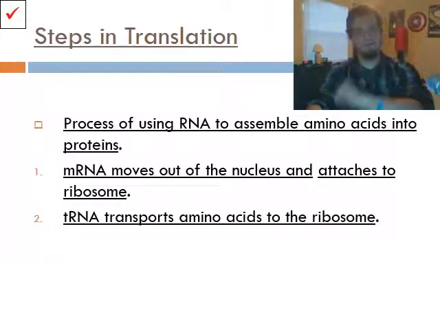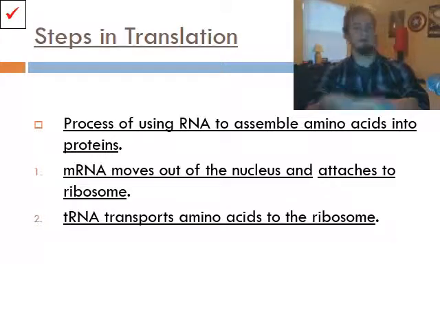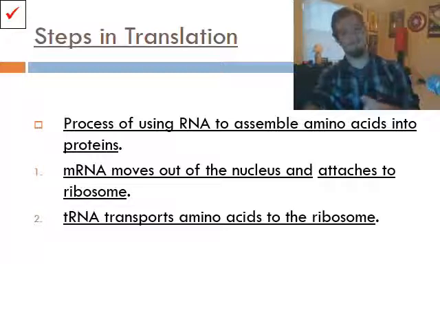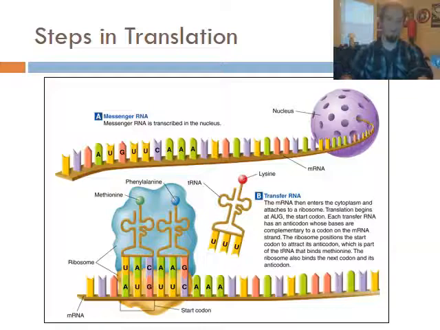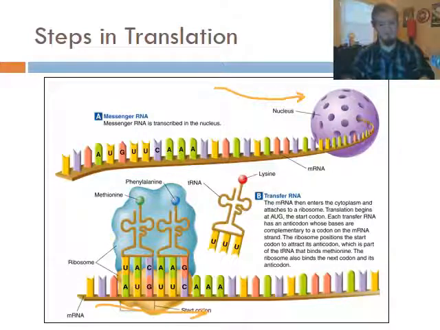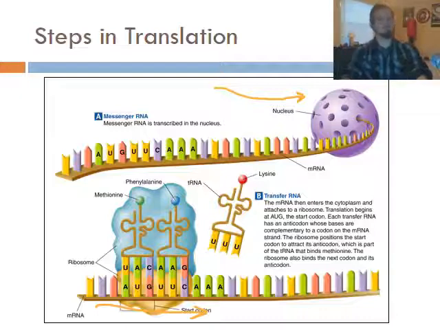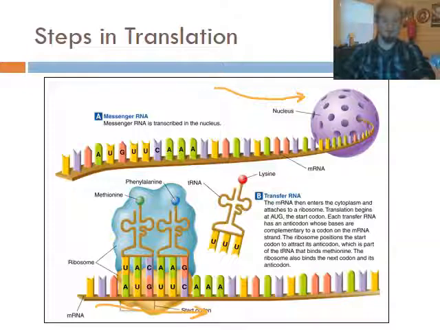Step number 2 is the bases are read off 3 at a time, so 1 codon at a time. The tRNA transports the correct amino acid to the ribosome. As you can see here, the mRNA works its way into the ribosome. Once it goes into the ribosome, it's pulled through and read off 3 bases at a time. While it's being read by the ribosome, it's calling transfer RNA to bring the corresponding amino acid.